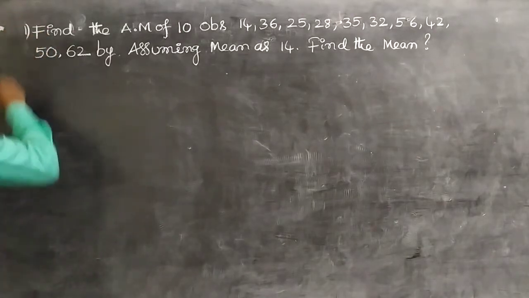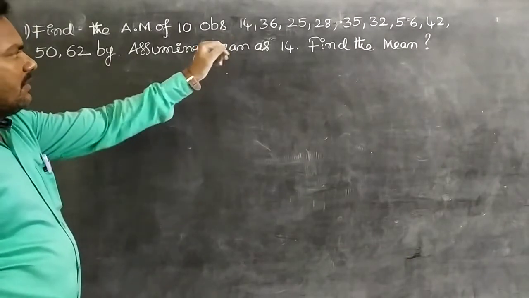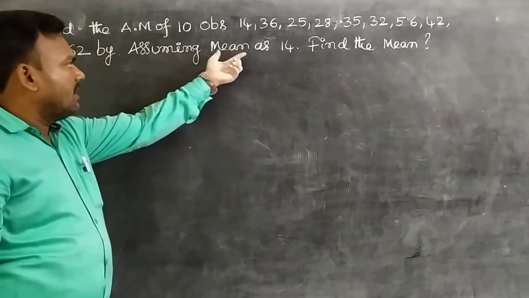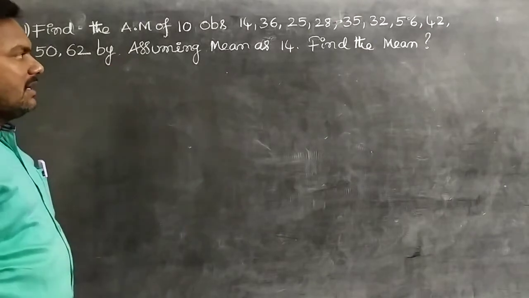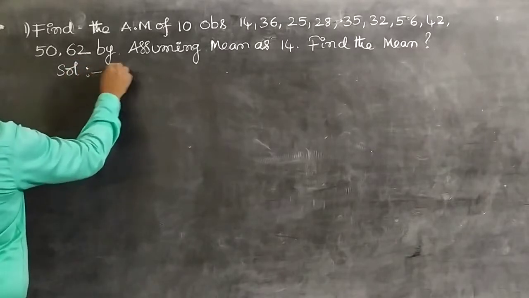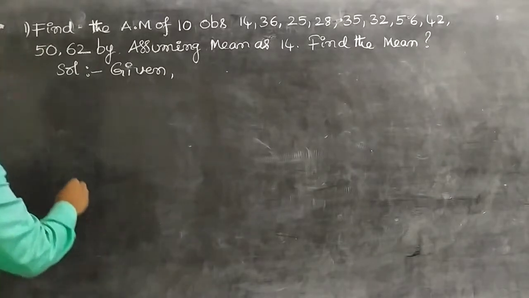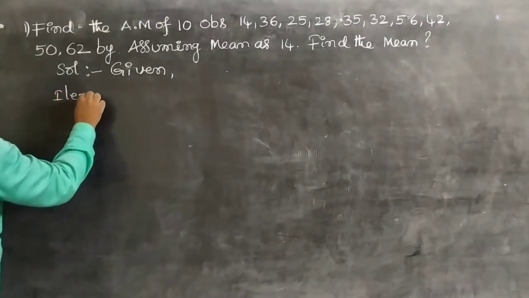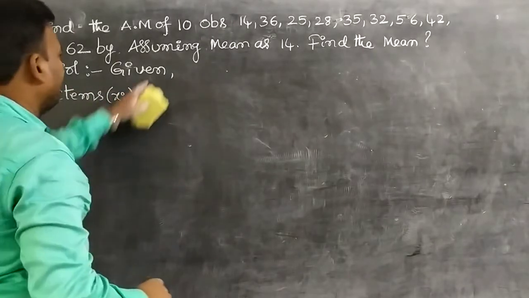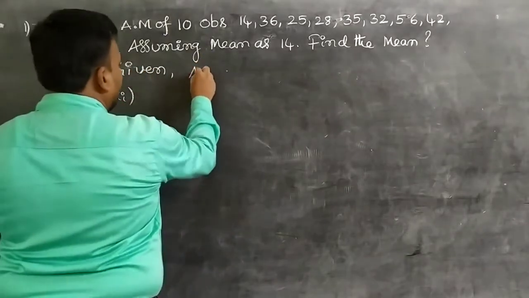Observe the problem carefully, students. Find the arithmetic mean of 10 observations: 14, 36, 25, 28, 35, 32, 56, 42, 50 and 60, by assuming the mean as 14. Find the mean by using the deviation method, students. Observe the solution given. We make a table. First of all, items, which are nothing but observations, we consider as xi. Estimated mean and assumed mean are both the same, students. So here, the assumed mean.